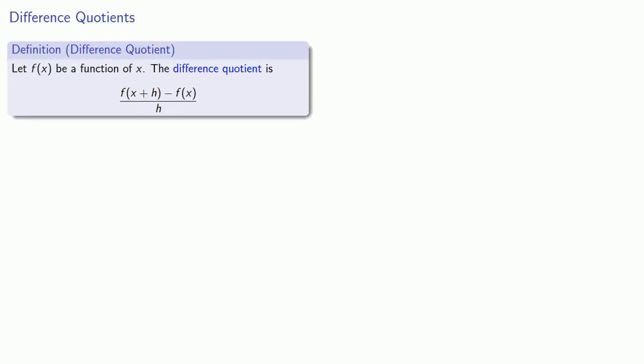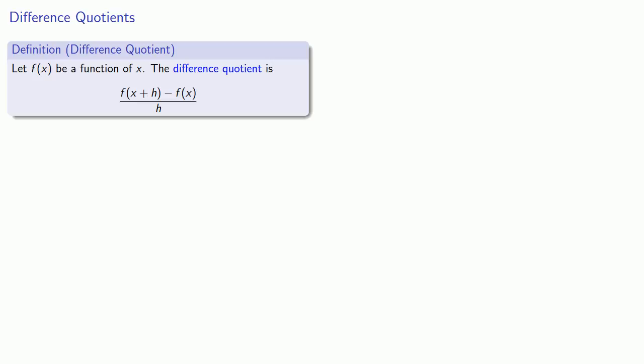Let f of x be a function of x. The difference quotient is f of x plus h minus f of x, there's our difference, over h. And there's our quotient. And remember, definitions are the whole of mathematics. All else is commentary. At this point, you know everything you need to know about finding a difference quotient, and the only task ahead is actually finding it.